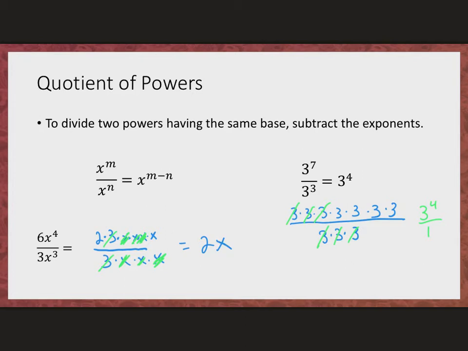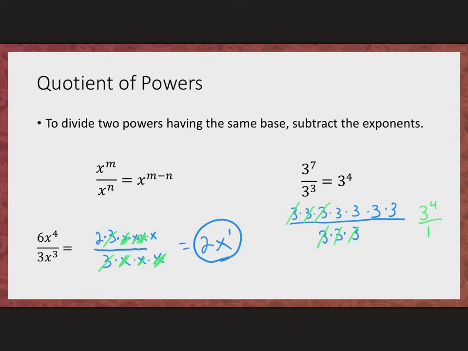Now, how could we use the quotient of powers to simplify that? Well, the 6 over 3 doesn't simplify any faster using the quotient of powers. However, x to the fourth over x to the third, 4 minus 3 is 1. That's our x to the 1 that we ended up with in our answer. So the 6 over 3 would reduce to 2. x to the fourth over x to the third, 4 minus 3 is 1. We'd end up with exactly the same answer without having to write out and cancel all the terms.